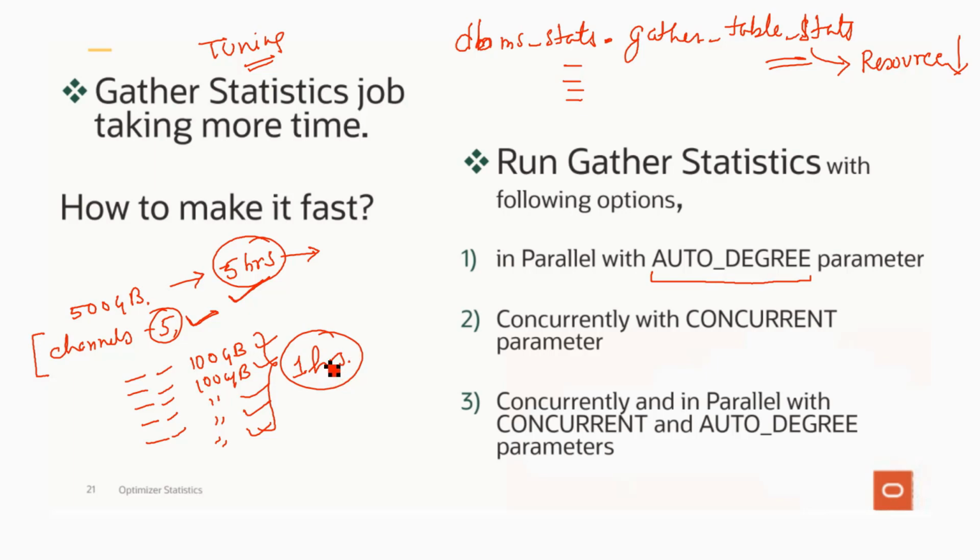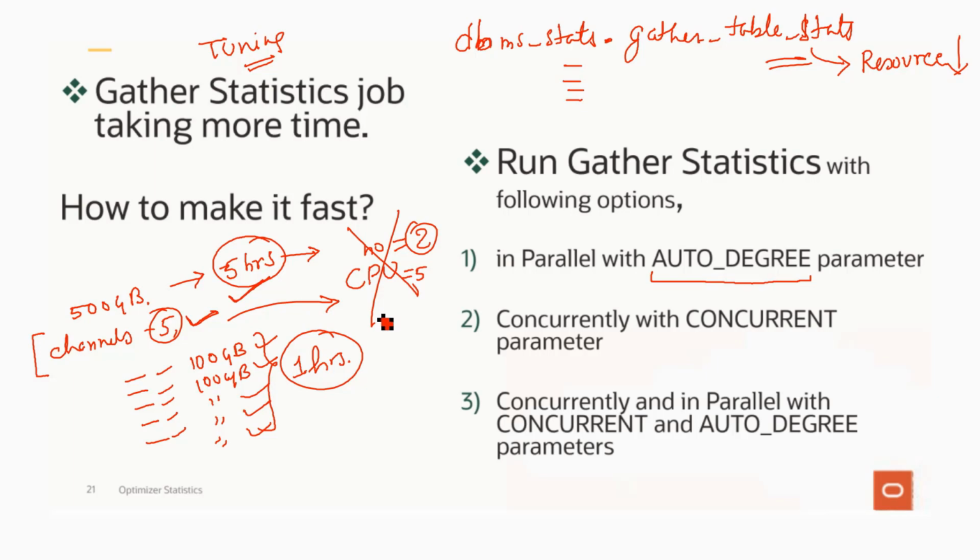But it's not the case that you can always use 5 channels. This can be decided on the basis of the number of CPUs. If CPU is 2 and you have added 5 channels, your database will crash. So channels and all that will be decided on the basis of CPUs.